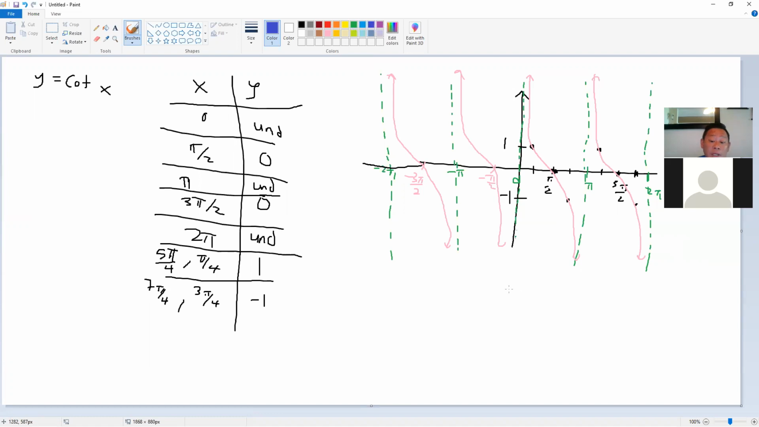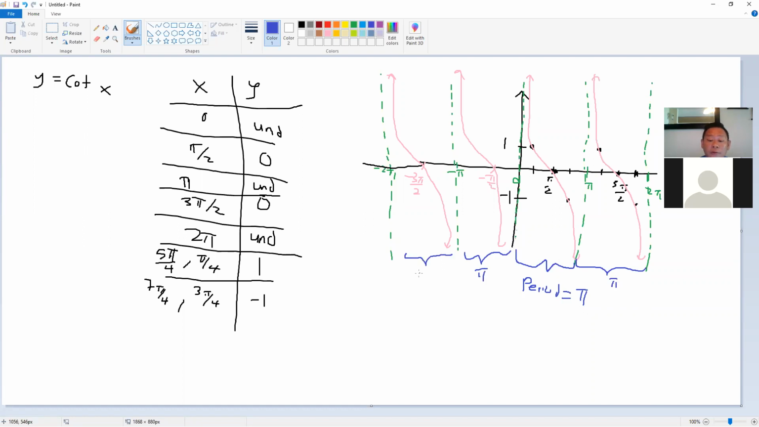So we're going to talk about period. So again, the period is measured from one vertical asymptote to another vertical asymptote. So this is your period. So since it starts from 0 to pi, your period in this case is pi. So again, same thing with tangent. All your periods is pi in this case.